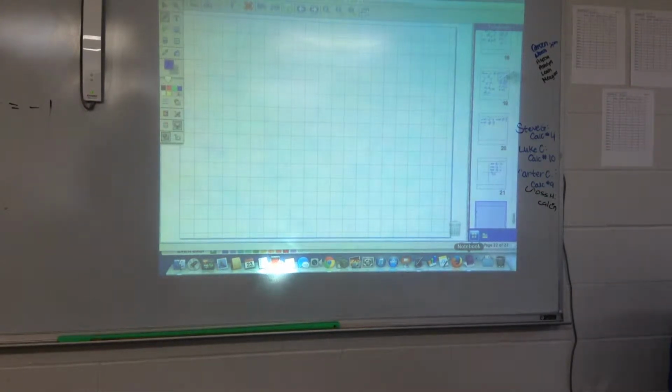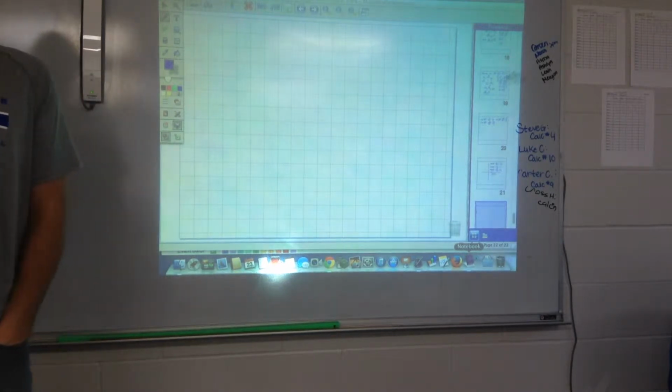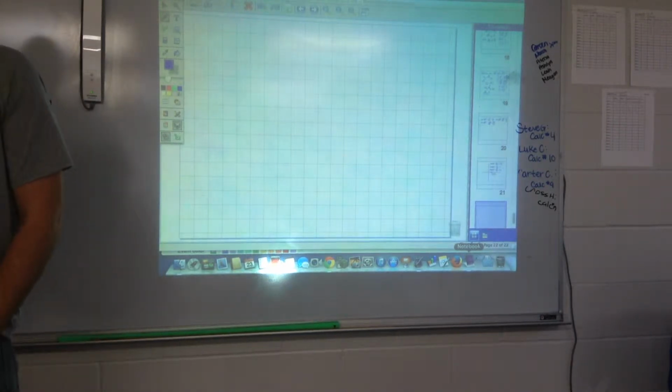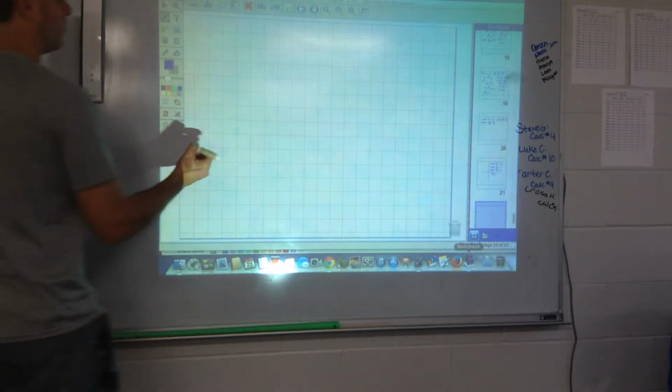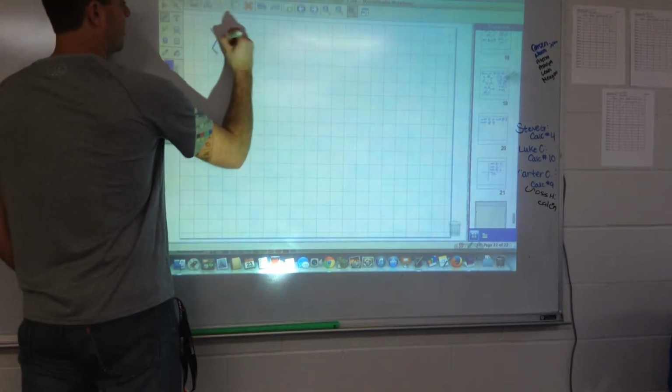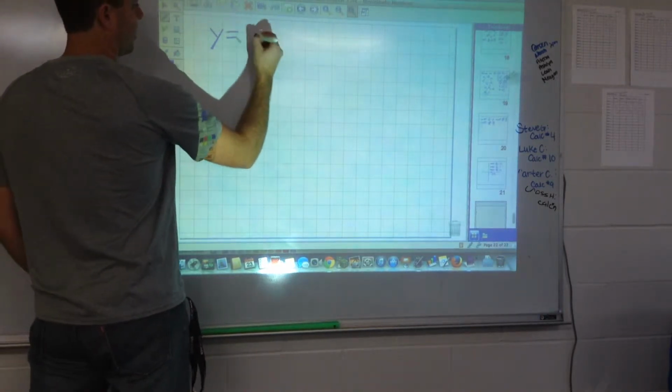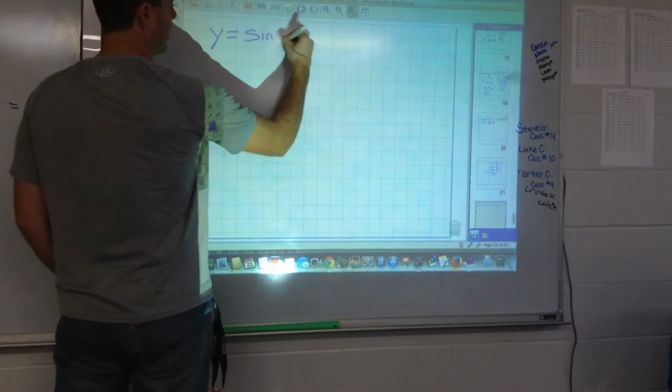All right, so we're graphing sine and cosine. This is where it's actually very helpful to know your trig values, okay? If not, you can write down a table as well, though. But let's go ahead and graph y equals sine x.